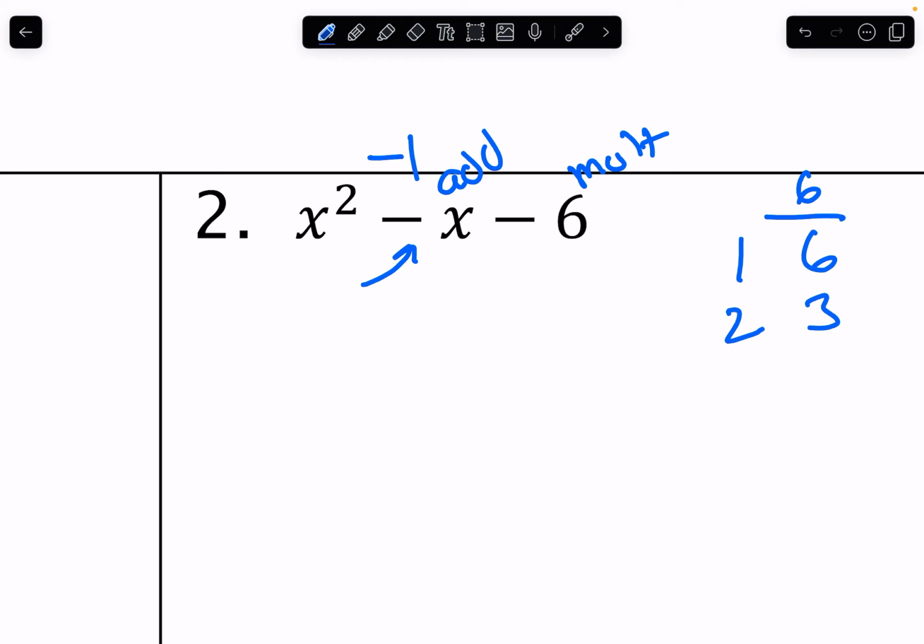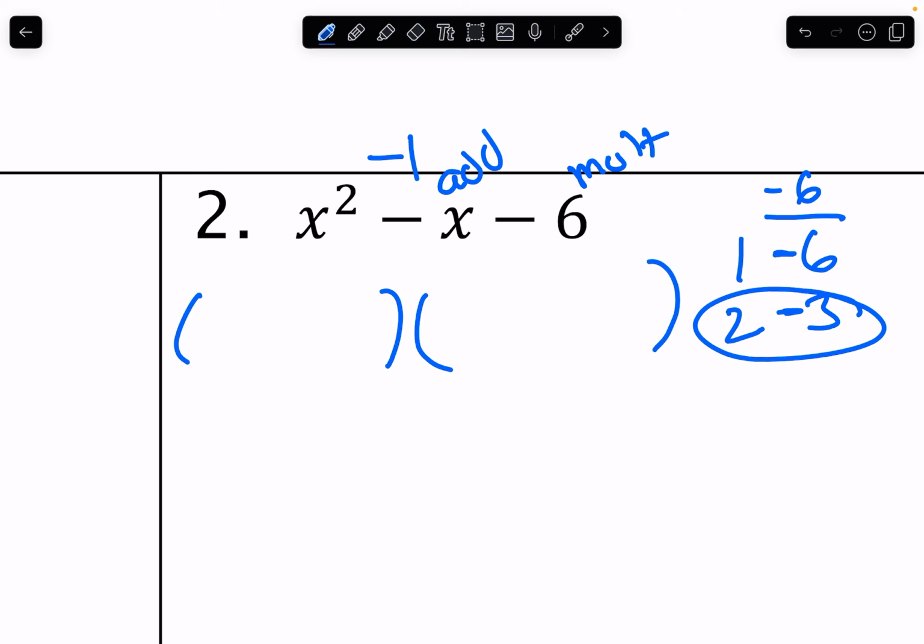To figure out the signs, we want to multiply to -6. To multiply to a negative number, we're going to have one positive and one negative. Then, if we want to add to a negative, we want our bigger number to be negative. Those are going to be our pairings, and we look at which pairing adds to -1. It's going to be these. So we put our x and our x, and then we have a +2 and a -3.